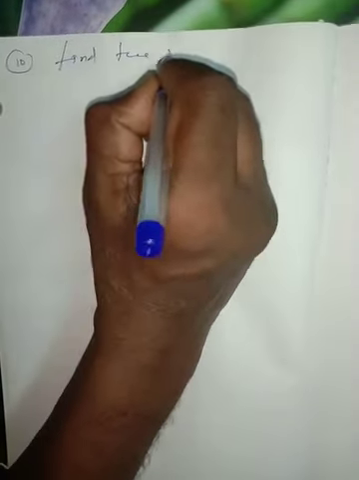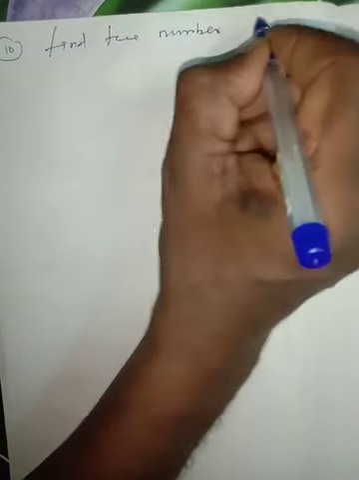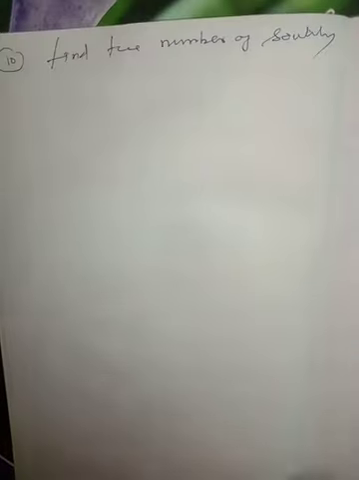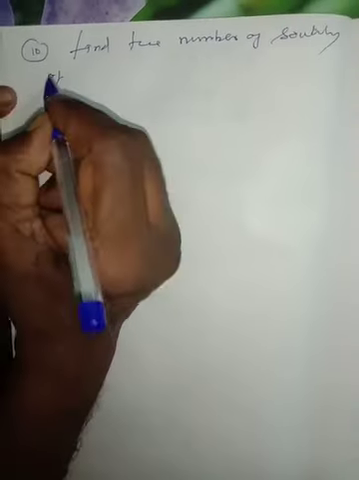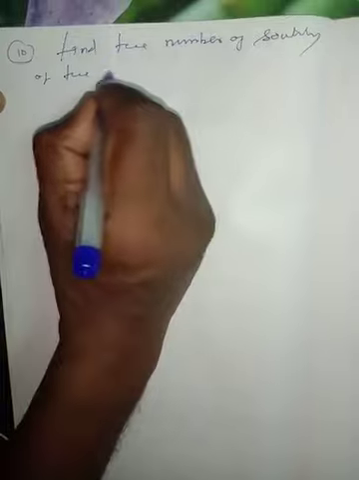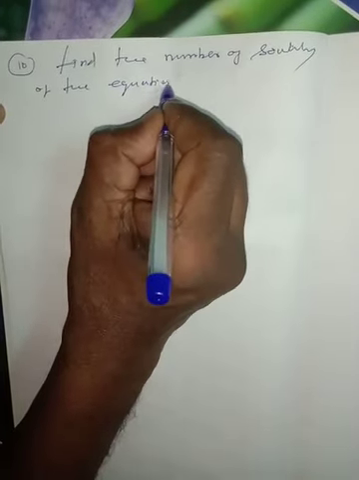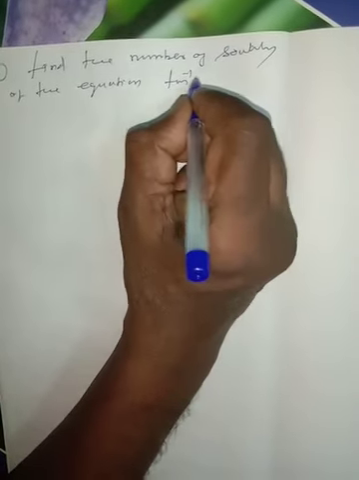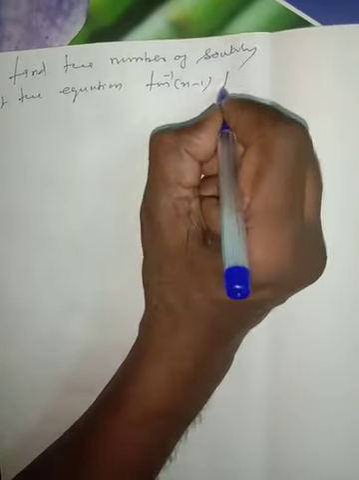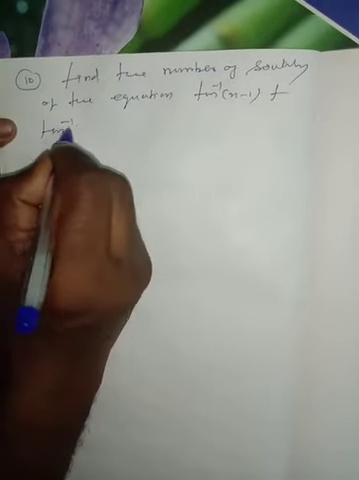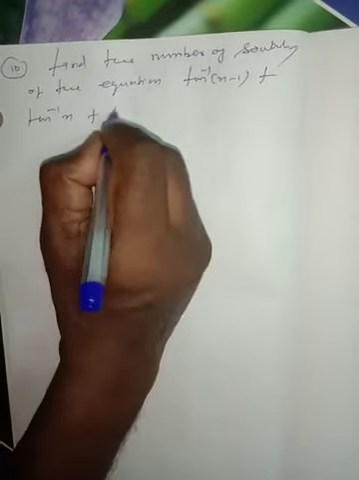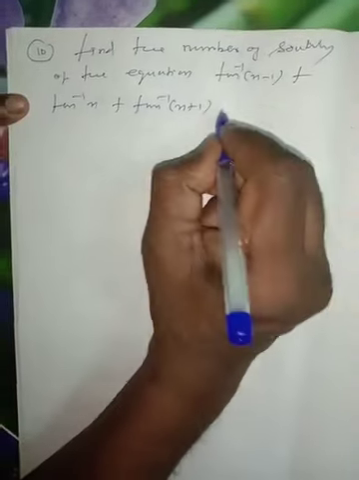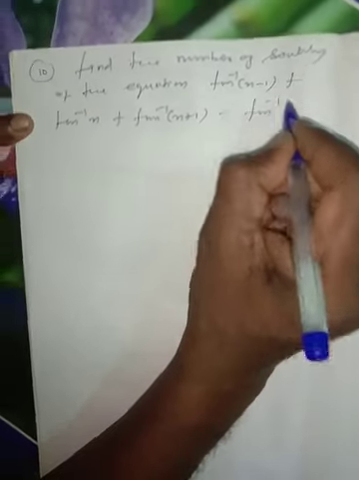Find the number of solutions of the equation tan inverse of x minus 1 plus tan inverse of x plus tan inverse of x plus 1 is equal to tan inverse of 3x.